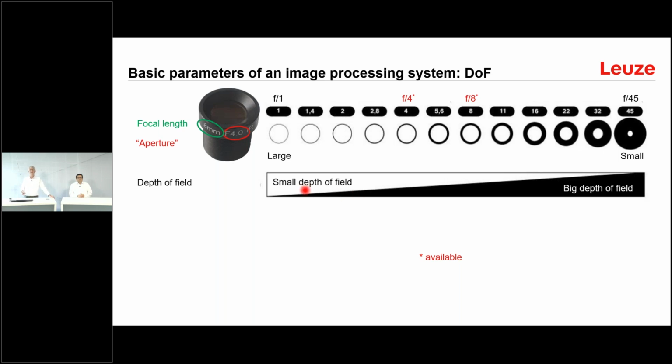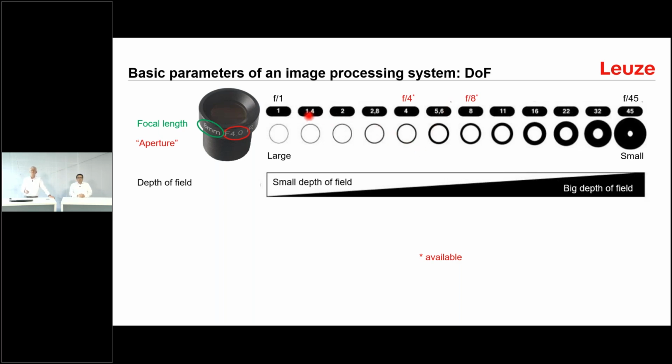And there's a second data on the lens. So this is the aperture. And we have two different apertures. We have an aperture of 4 mm and 8 mm. And now let's see what is the difference between 4 and between 8.